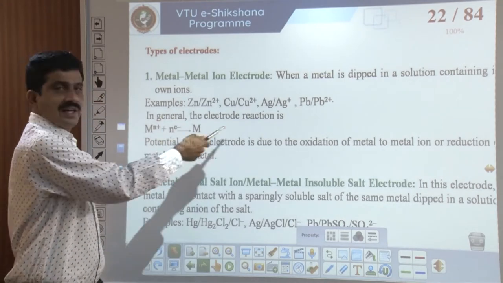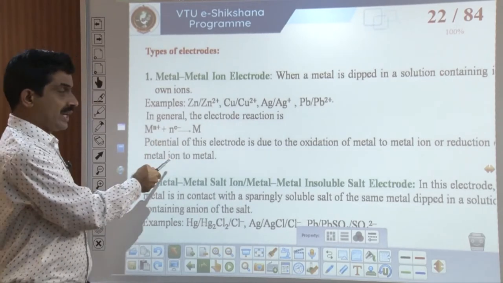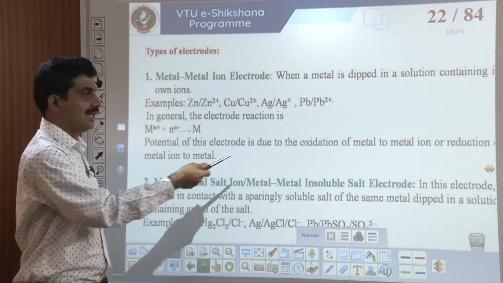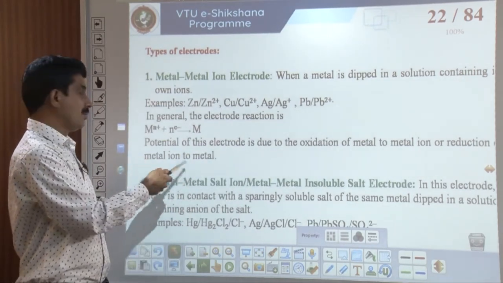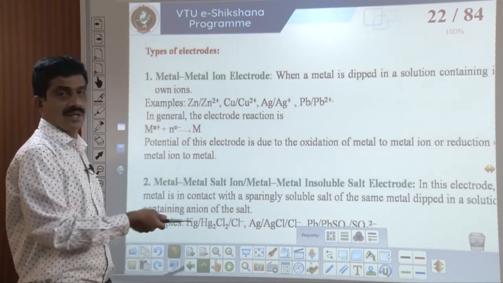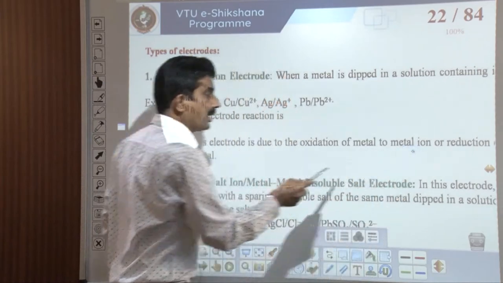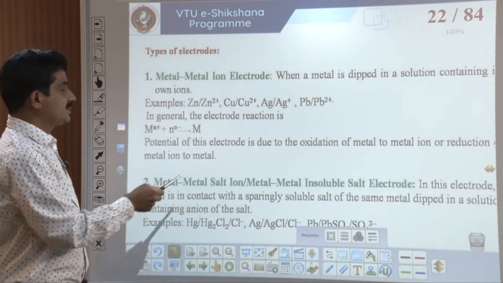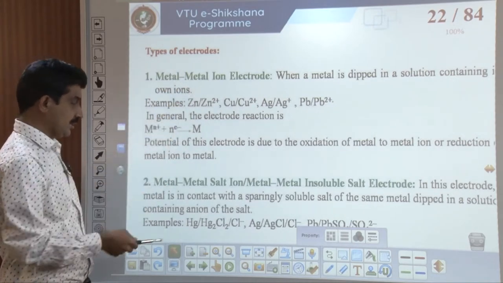In general, the electrode reaction is M^n+ + n electrons gives M. The potential of this electrode is due to the oxidation of metal to metal ion, or reduction of metal ion to metal. Oxidation of metal to metal ion or reduction of metal ion to metal is responsible for the development of potential on these electrodes.